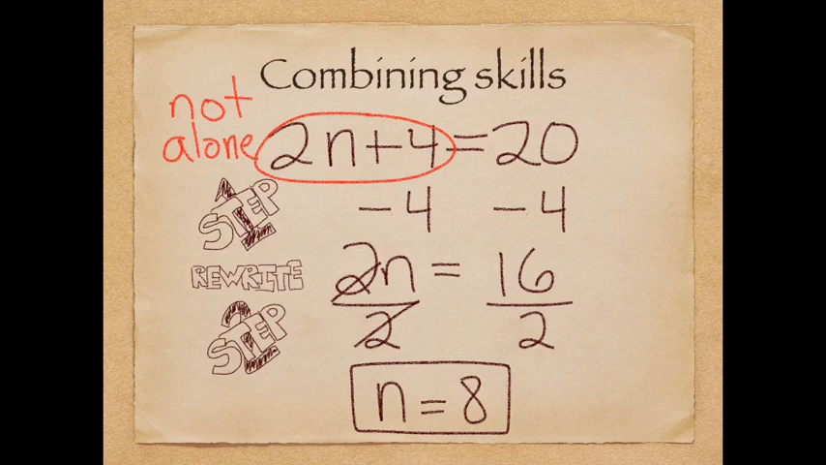And does this work? Well, let's put it back in there. What is 2 times 8? That's 16 plus 4. What do you know? That is equal to 20.